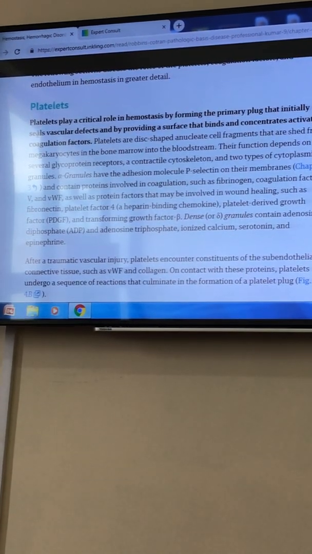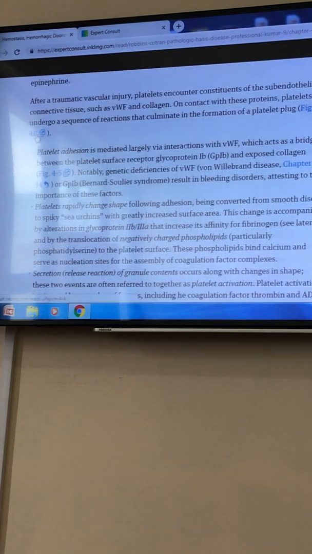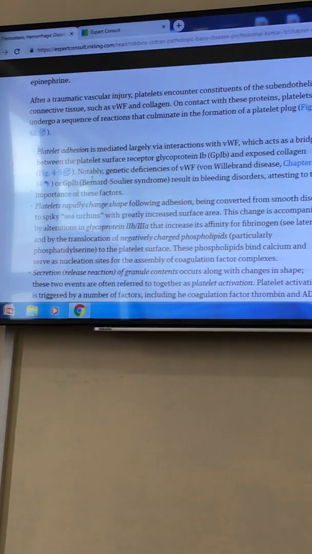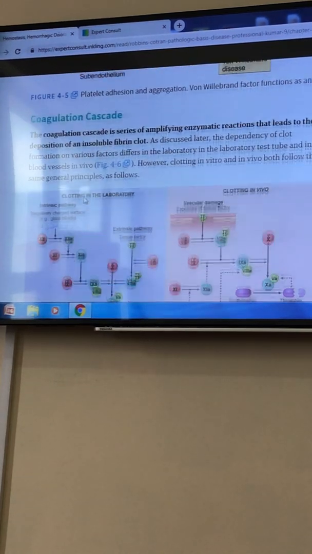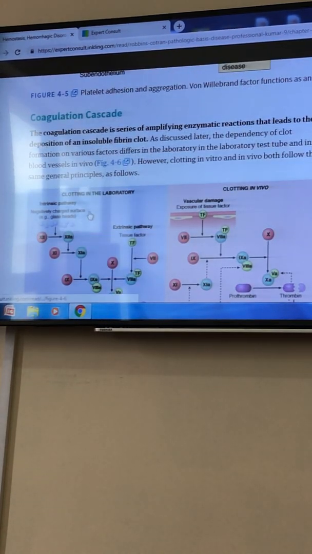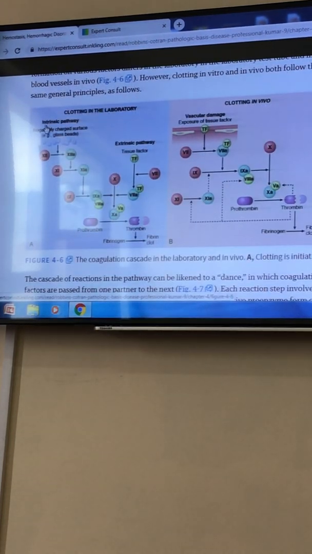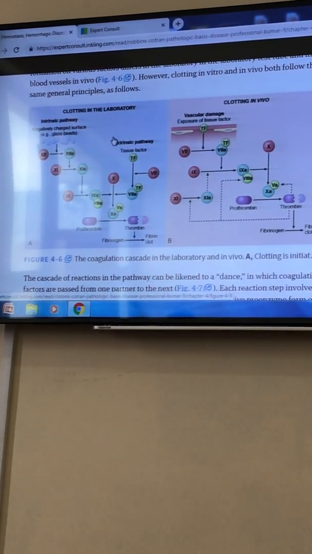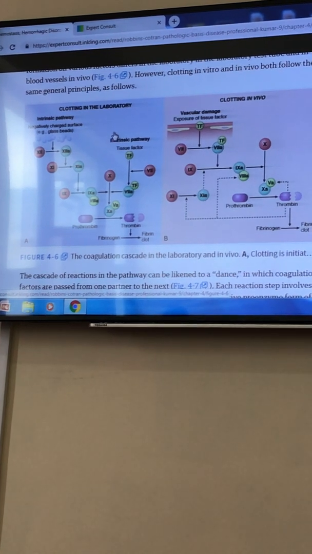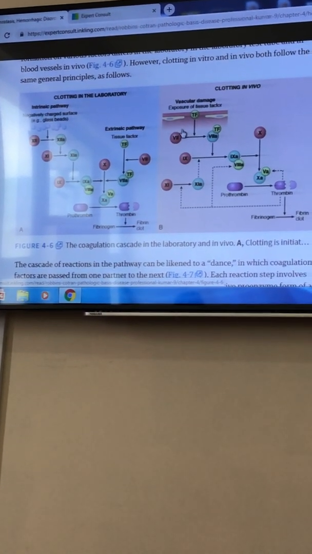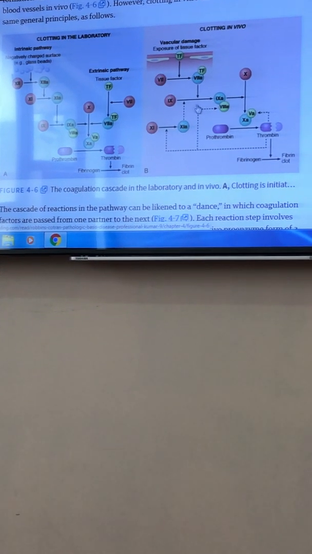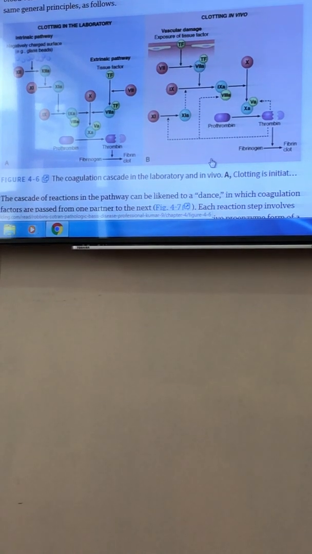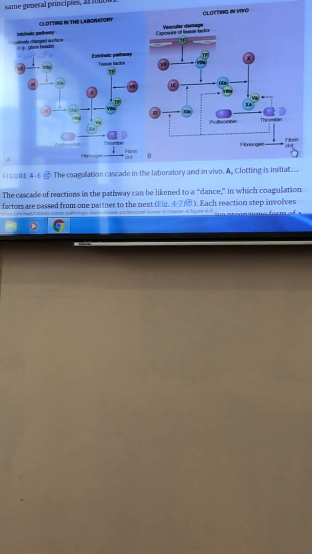So platelets, their role is for platelet adhesion, then platelet aggregation, then the coagulation cascade, that in the laboratory is intrinsic and extrinsic pathways, and in vivo it is activated, as I told you, by tissue factor and activation of other factors ending in fibrin clot formation.